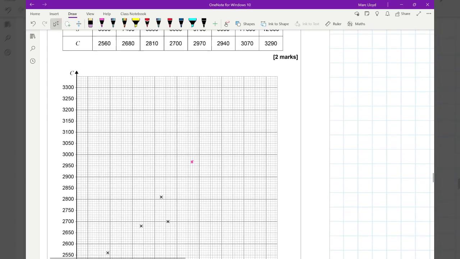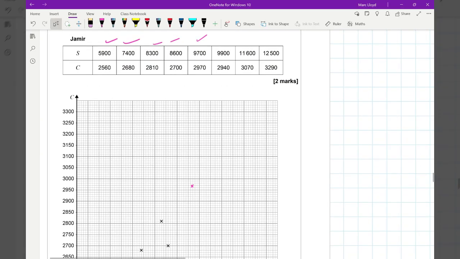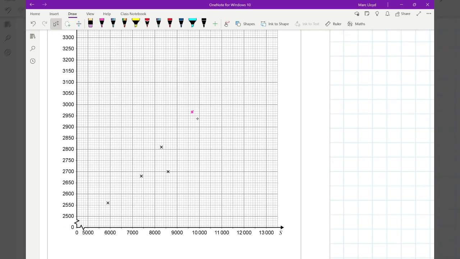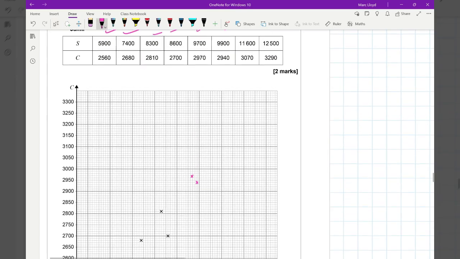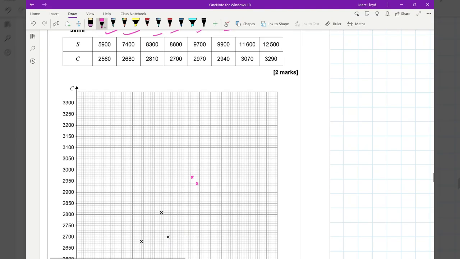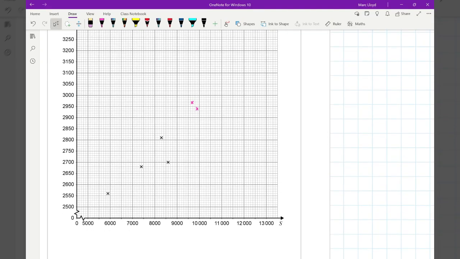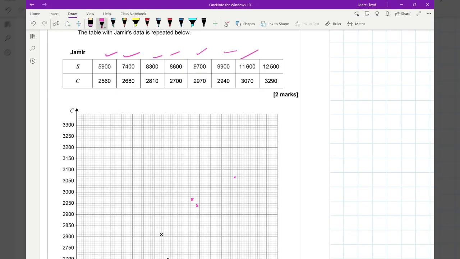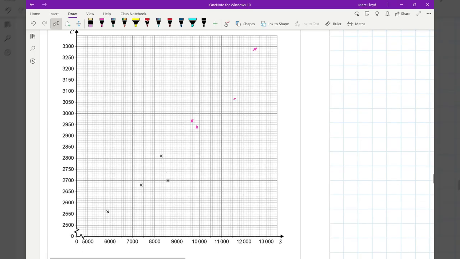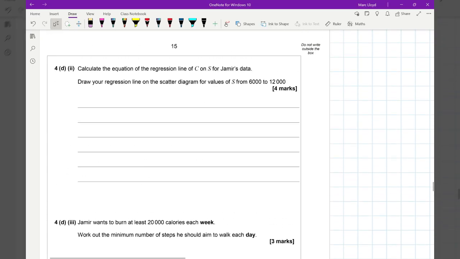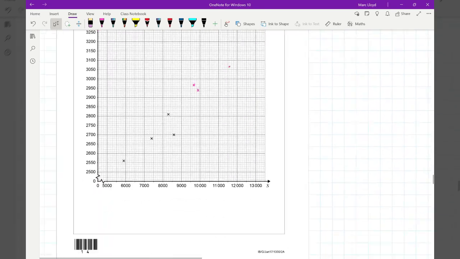Tick. 9,900, which is going to be one before the 10,000. 2940, one below. 11,600, going to be one after the midpoint. 3070 into there. And then 12,500. 3290. There we go. Okay, that's all plotted. Let's scroll down and see what else it wants. I mean, it is quite nice that to plot these, we are getting 2 marks.